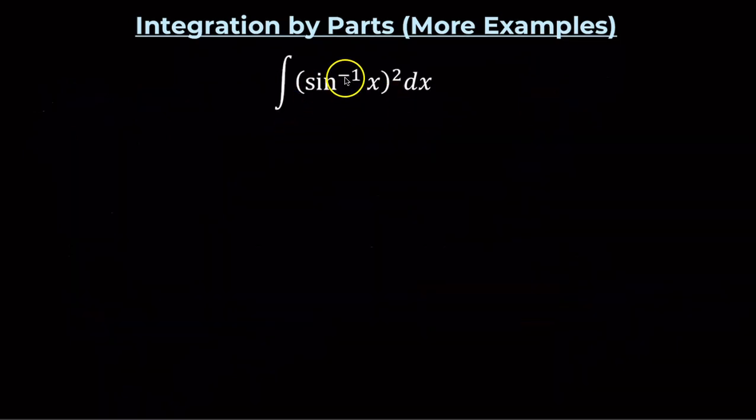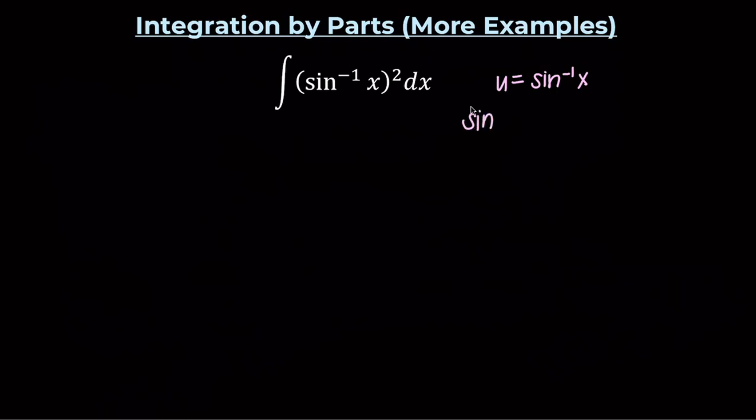In this example, we have the quantity sine inverse of x all squared dx. Similar to the last example, what we're going to do is start with a u substitution. So we're going to let u equal sine inverse of x. And then instead of differentiating right away, because the derivative is 1 over the square root of 1 minus x squared, and we don't have that at all, we're actually going to take sine of both sides.